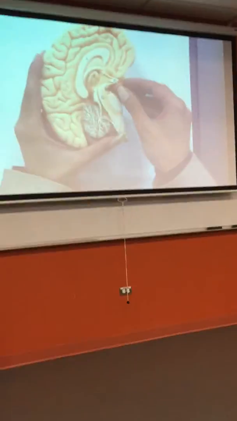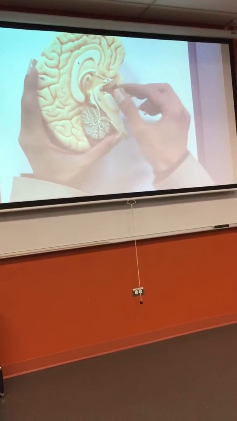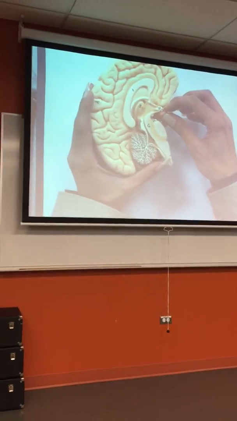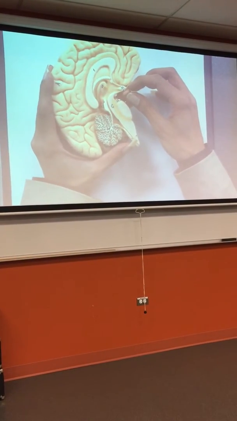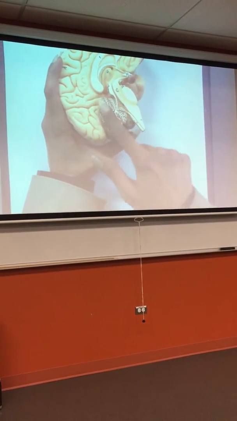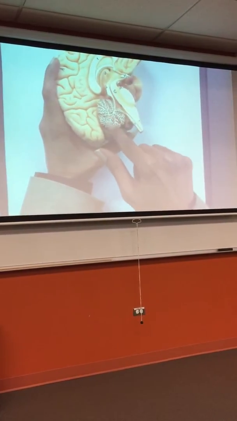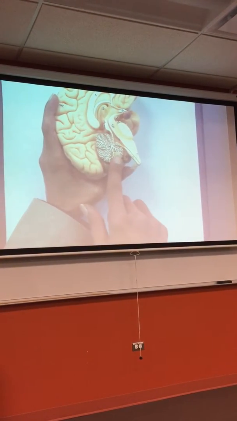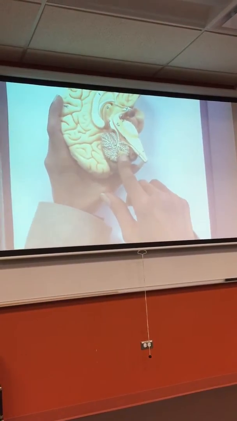Okay? Now, do you see this stalk that connects the hypothalamus to the pituitary gland? This little tiny stalk right here? That is the infundibulum. The infundibulum. Got it? Okay. Within the cerebellum is the white matter. That's the white matter of the cerebellum, which is also known as the arbor vitae. And arbor vitae is a translation for the tree of life. The tree of life. Okay?